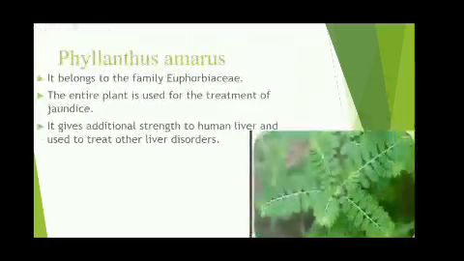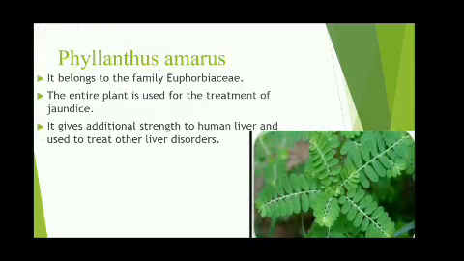The next is Phyllanthus amarus. The common name is Keelanelli. This Keelanelli belongs to the family Euphorbiaceae. The entire plant is used for the treatment of jaundice. It gives additional strength to the human liver and is used to treat other liver disorders.